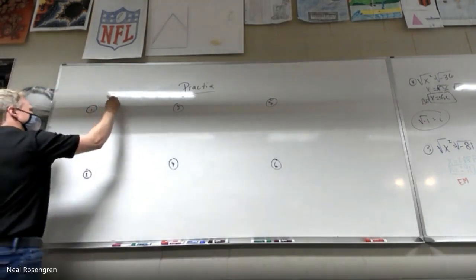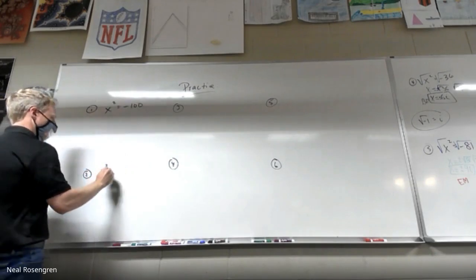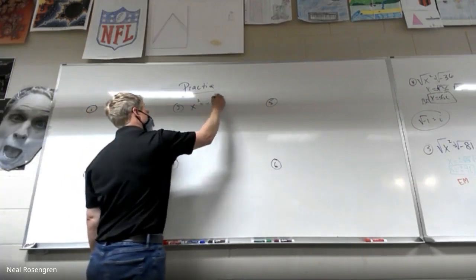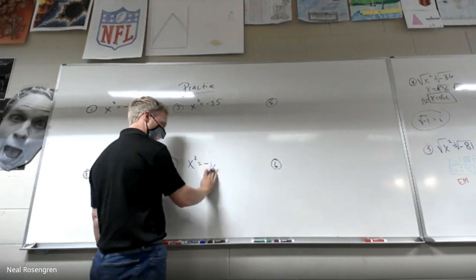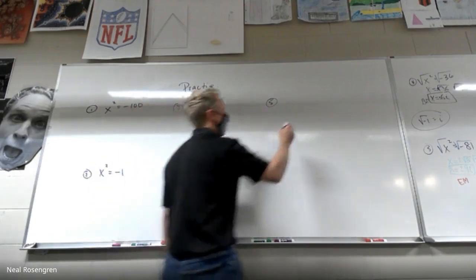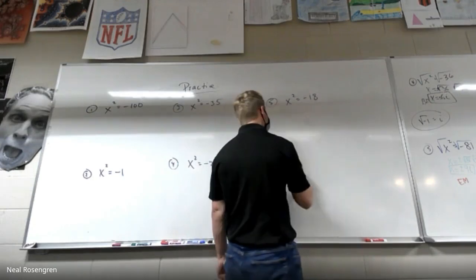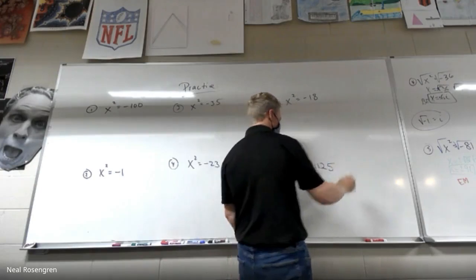Okay, so x squared equals negative 100. x squared equals negative 1. x squared equals negative 35. x squared equals negative 23. x squared equals negative 18. And x squared equals negative 125.